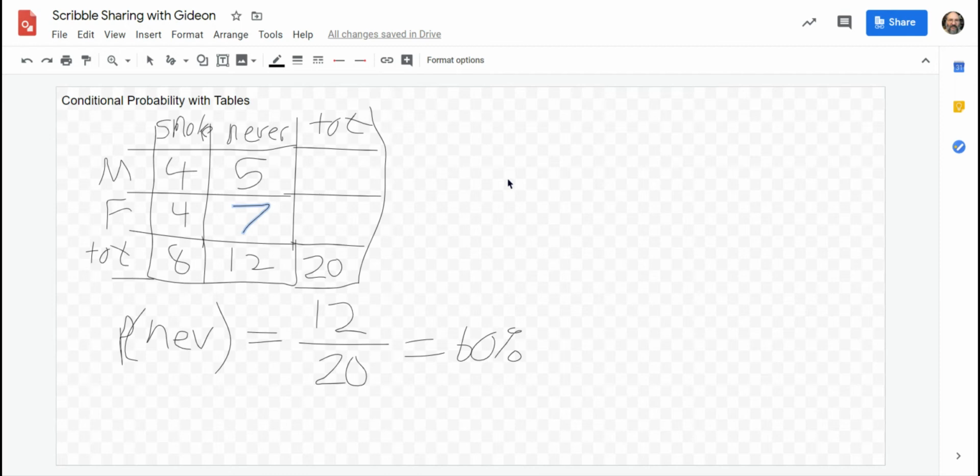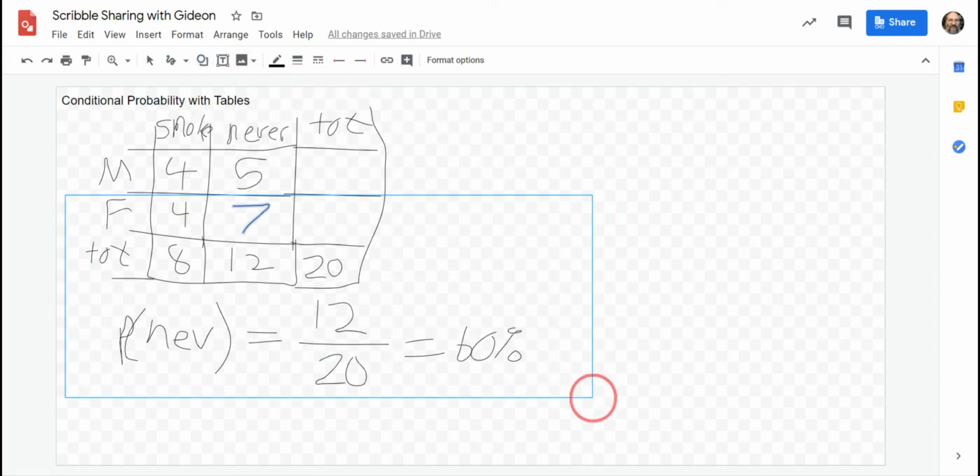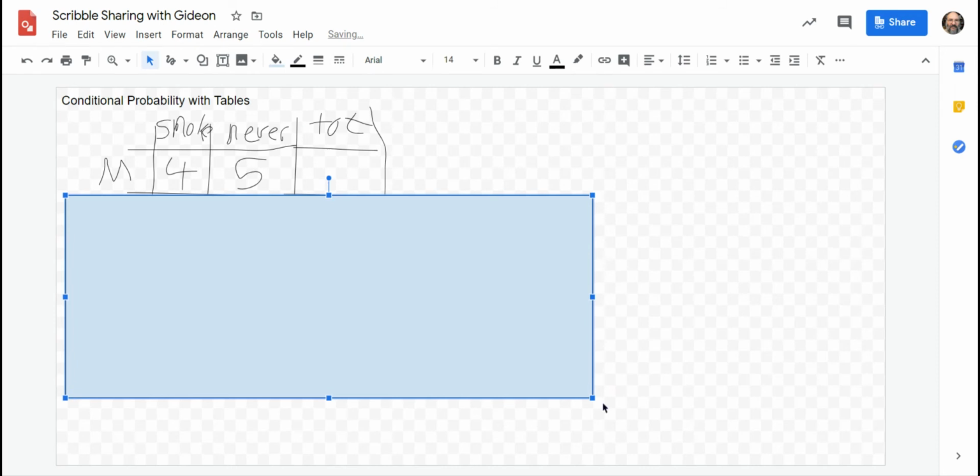Well, that doesn't have anything to do with the 60%. That was the percentage of humans in the sample that were never smokers. What's the percentage of males that were never smokers? Well, honestly, you think about it. What percentage of males were never smokers? Do you need to see any of the material down below to answer the question, what percentage of males were never smokers?